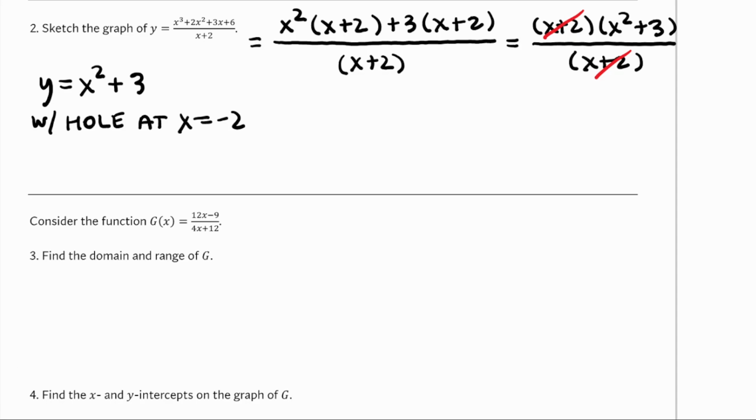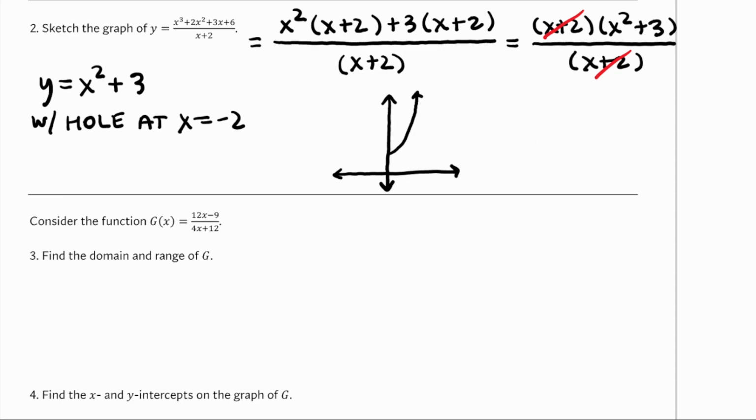Now we could go in and plug in negative 2 and find that the y coordinate in the hole is going to be, I guess, 7. But that's not really what it's asking us for. It's asking us for a sketch of the graph. So we know what y equals x squared plus 3 is going to look like. It's going to start off at 3, wherever we decide that's going to be, and this is going to be a standard parabola otherwise. I just need to remember to make room for a hole at x equals negative 2.